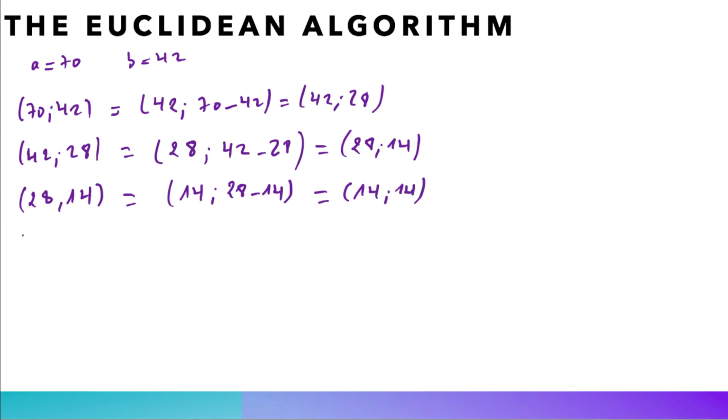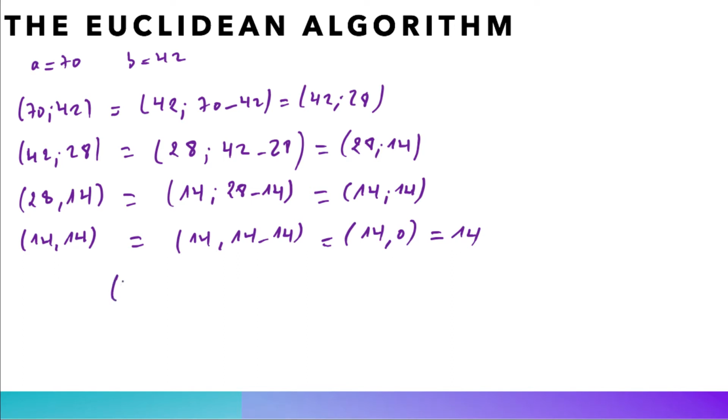Now if you do this one last time, the GCD of 14 and 14 is equal to the GCD of 14 and 14 minus 14, which is the GCD of 14 and 0, and we know that the greatest common divisor between 14 and 0 is equal to 14, and this means that the GCD of 70 and 42 is equal to 14. We notice that this process always terminates because it produces smaller and smaller natural numbers, which by the principle of infinite descent must halt.